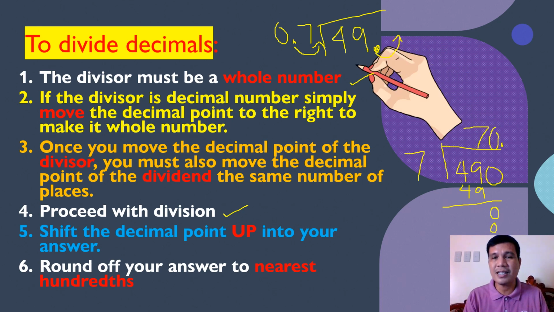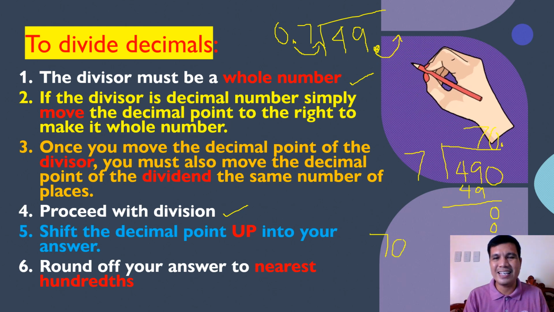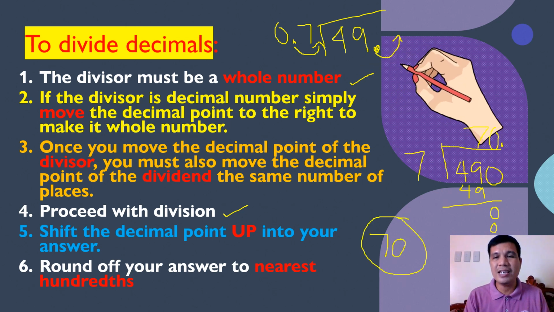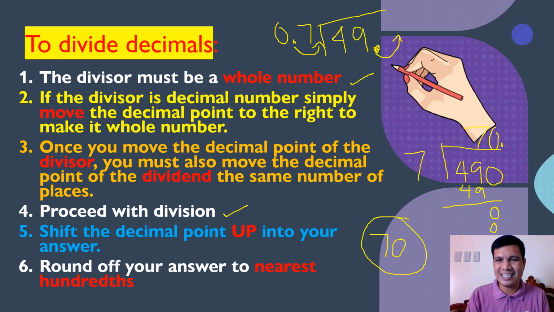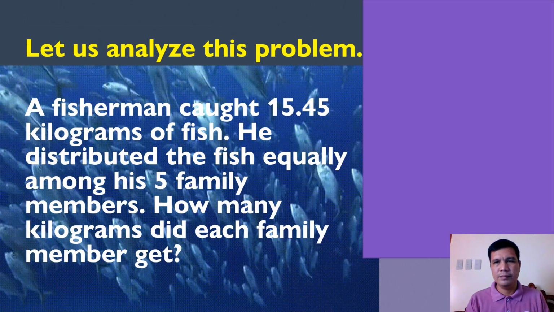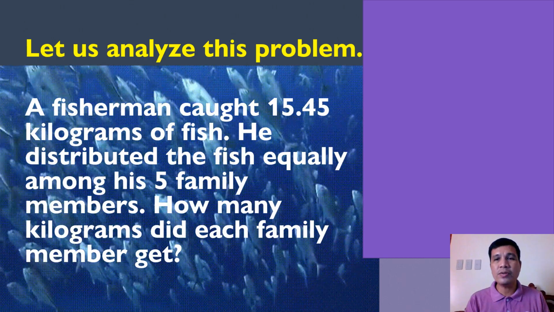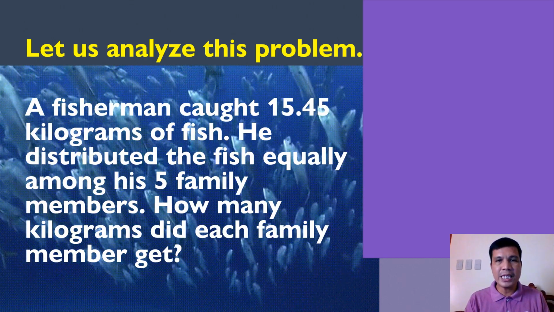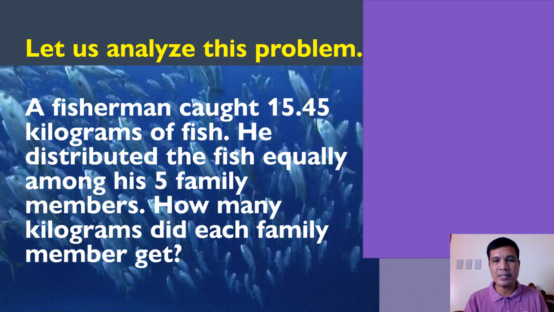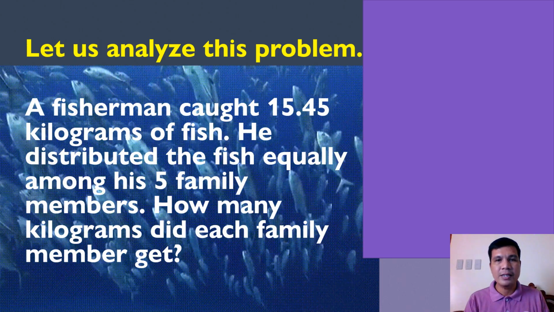So, our answer is 70. So, that is the rule in dividing decimals. Let us go back to our problem. So, we are going to divide 15 and 45 hundredths by 5.